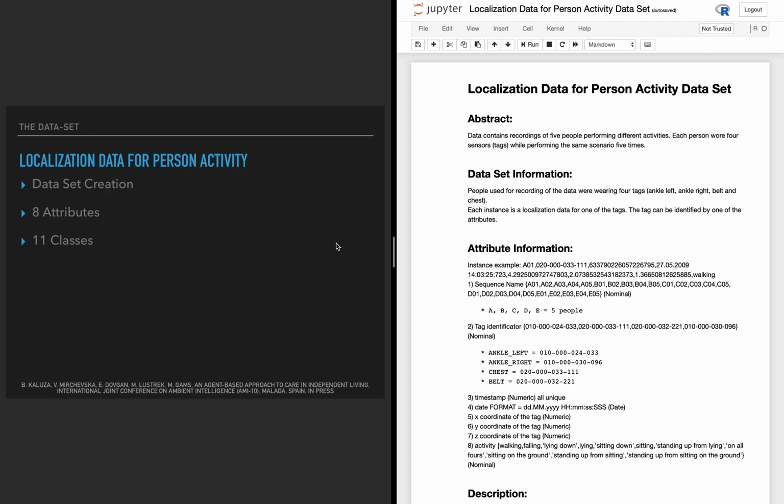For these reasons, we've chosen the localization data for person activity as our dataset, which we obtained from the UCI machine learning repository. For the creation of this dataset, 5 people were asked to perform a sequence of activities over 5 times, and the dataset contains over 8 attributes and 11 classes, which we'll get into in just a minute.